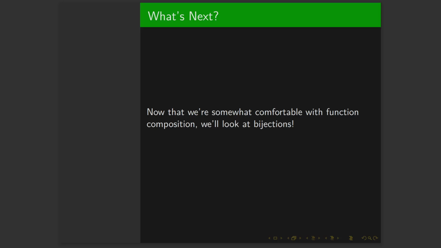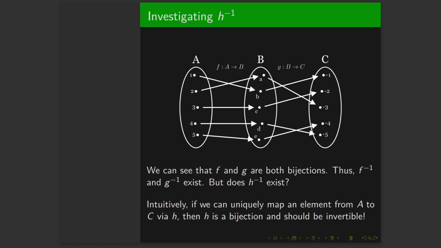We'll now look at how bijections work. So we're going to think about h inverse. So we see that f and g are both bijections. So we know that f inverse and g inverse exist. But what about h inverse? Does h inverse exist? Well, intuitively, if we can map an element from A to C via h in a unique way, then h is a bijection and should be invertible.